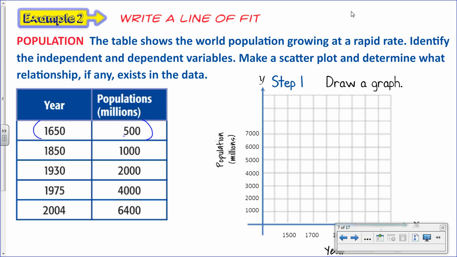Okay, which one's independent, which one's dependent? Okay, year is independent. Very good. Why is that important to determine those? Because we're trying to look at the axis.